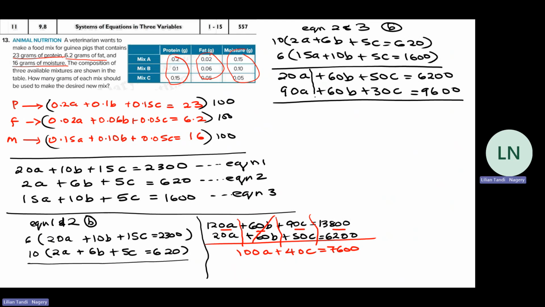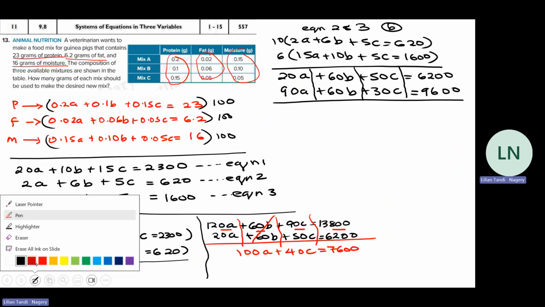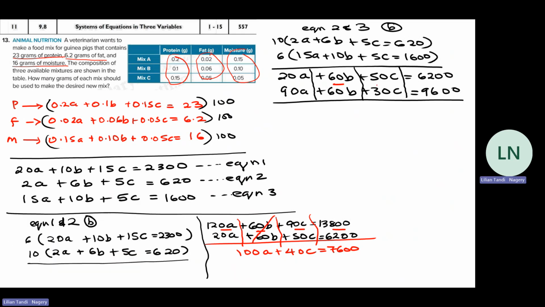Okay, so I have my houses. I want to eliminate b, I will subtract. So I will subtract b, that means I subtract all houses. So this goes negative 70a plus 20c equals negative 3400. I bring my red equations together. So I will write here 100a plus 40c equals 7600.